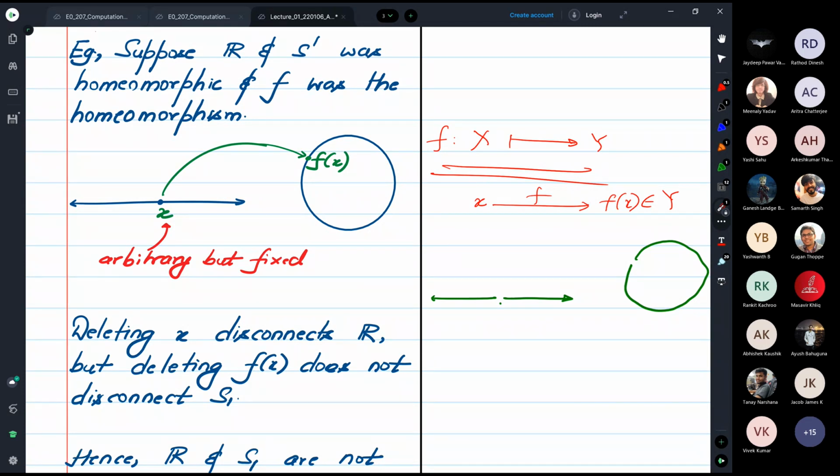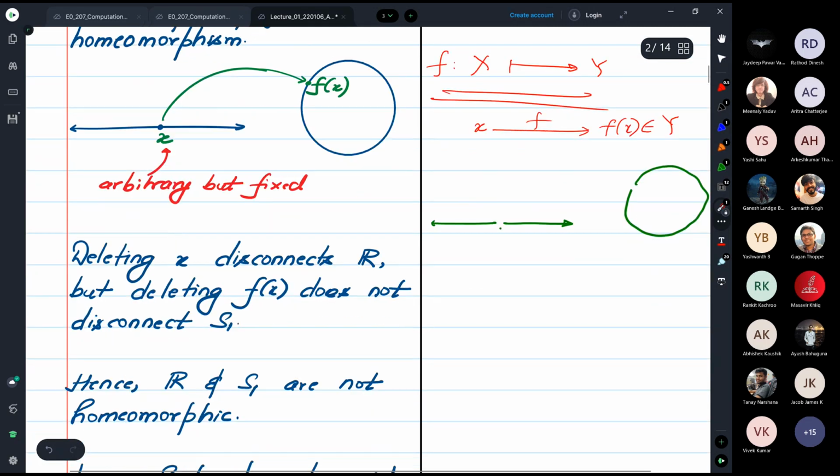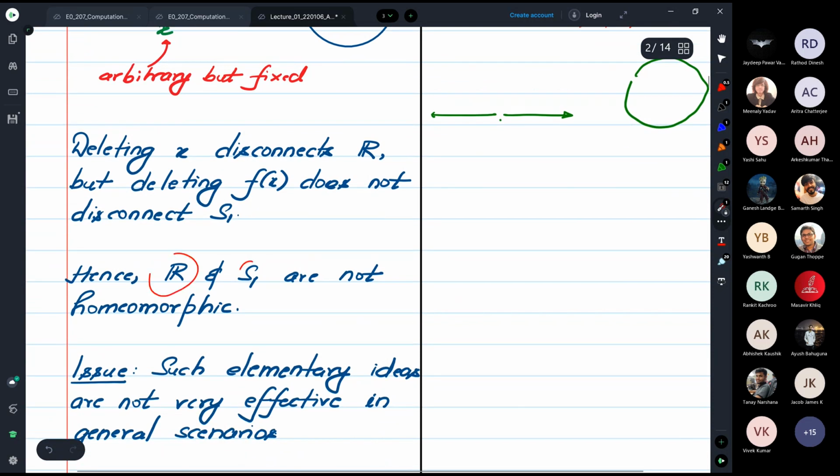Is this okay? So what have I done? I have identified a property that ideally should be preserved under homeomorphism, but I showed that this property is not preserved with respect to these two spaces, whatever the homeomorphism. Is this okay? And consequently, I managed to conclude that R and S1 are not homeomorphic. That means the real line and the circle do not have the same shape. That's what I managed to conclude.